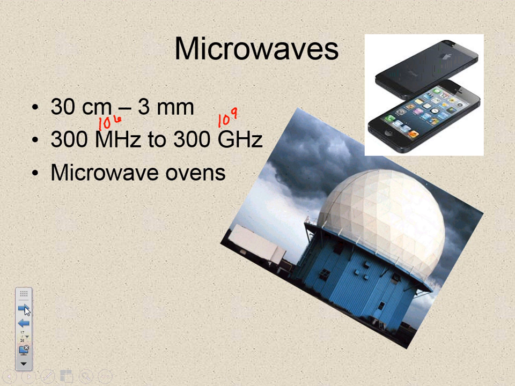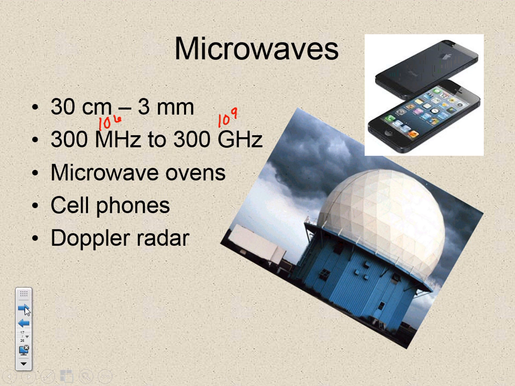Microwave ovens is one use for microwaves. Cell phones. Doppler radar is our last use. And I'll show you how microwaves excite the water molecules in your food, and that's how it heats it up. I'll show you that in class tomorrow.